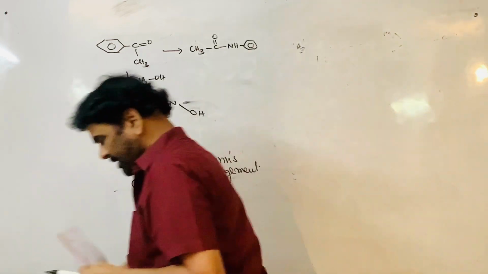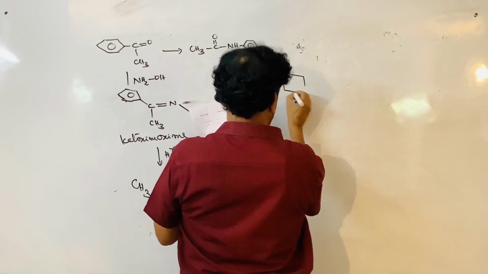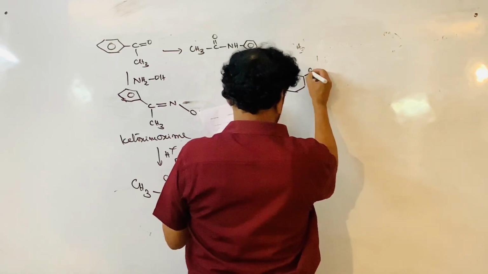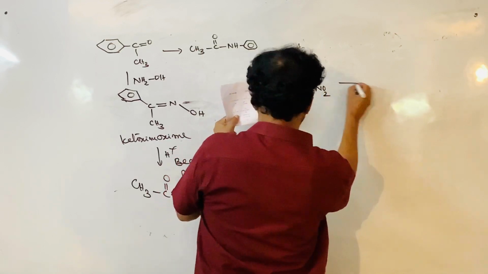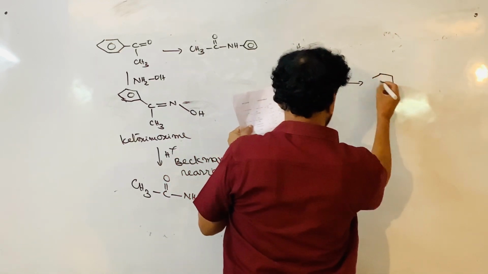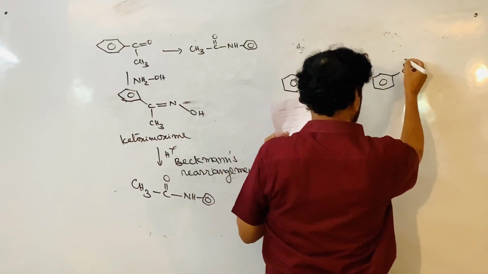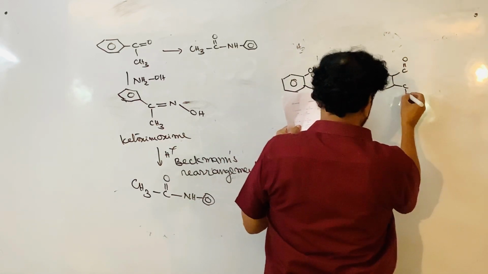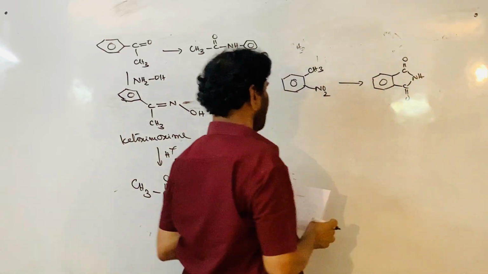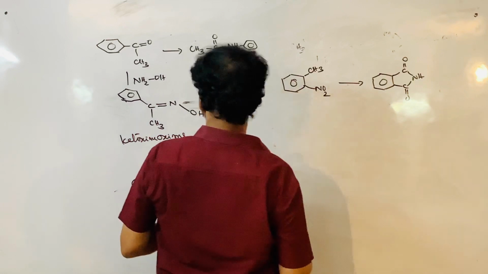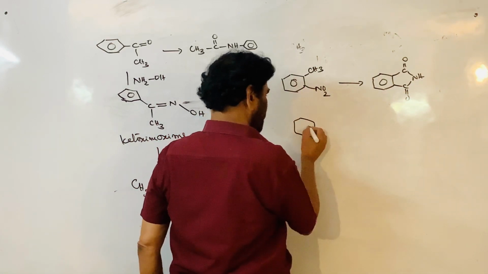Next, the ninth one is very simple. This is ortho-nitrotoluene, to be converted to phthalamide, the amide of phthalic acid. See, yesterday we discussed phthalamide. The phthalamide preparation is this.